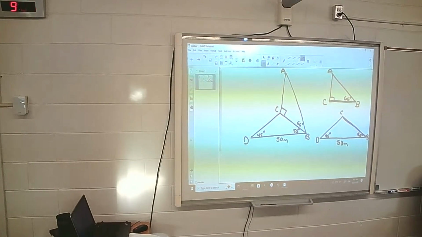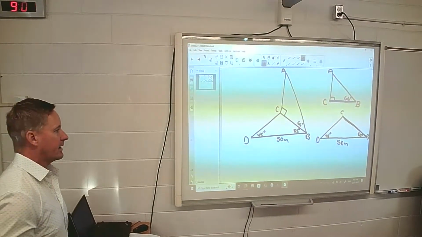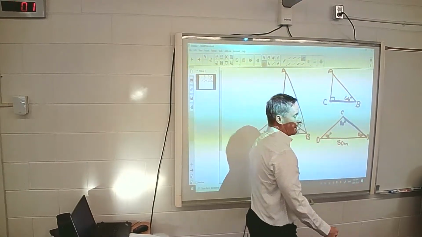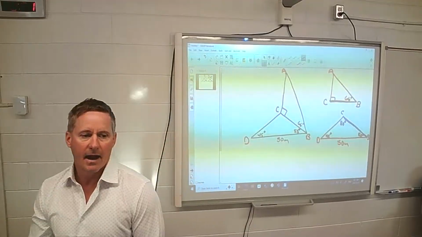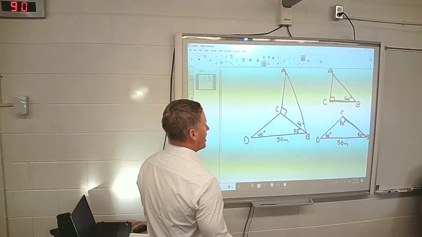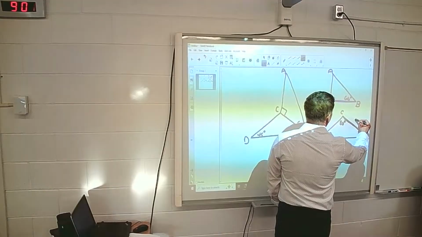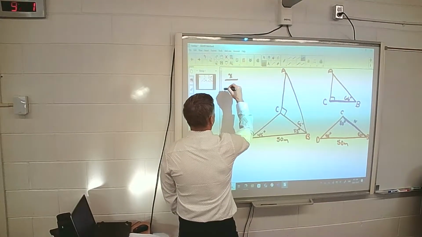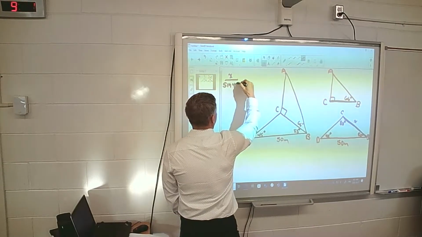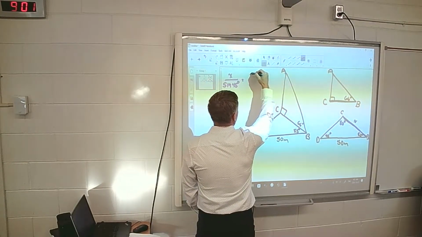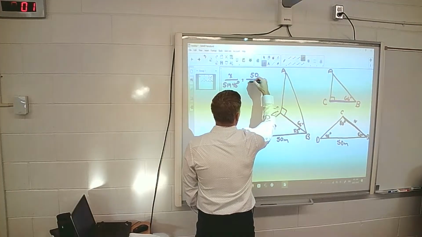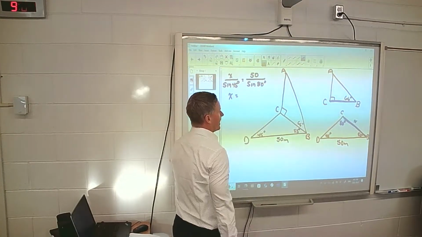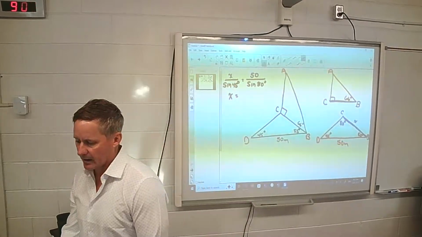So I've got 180 minus 45 minus 55. What does the third angle equal? So I have 80 degrees right there. So now that I have the third angle, I can use my law of sines to find out what BC is. So x over the angle across from it, sine 45, equals 50 over sine 80. All right, so solve for x. Get your calculators out. Let's solve for x.